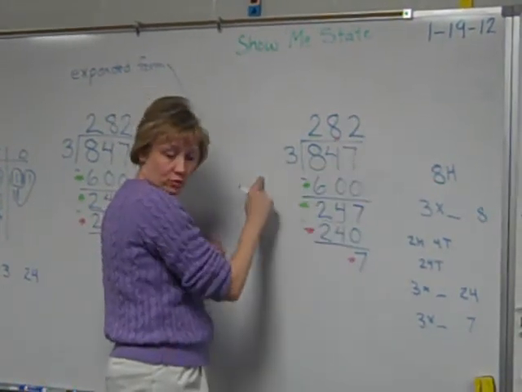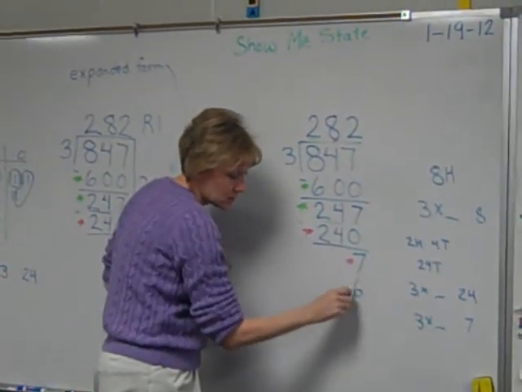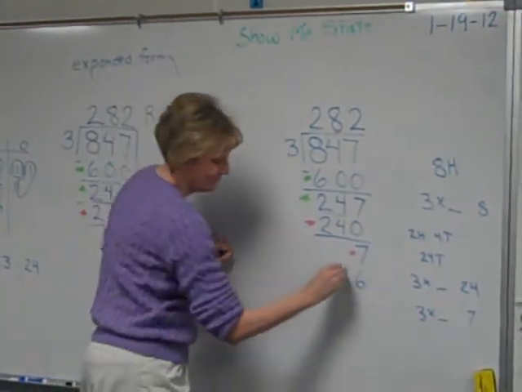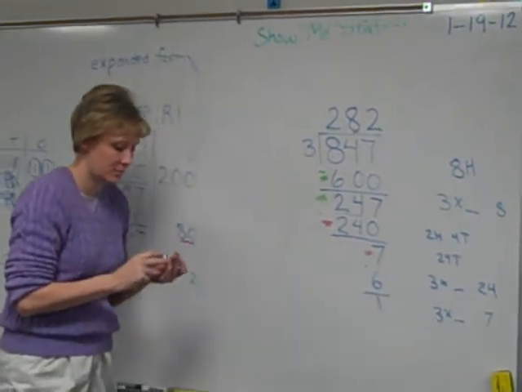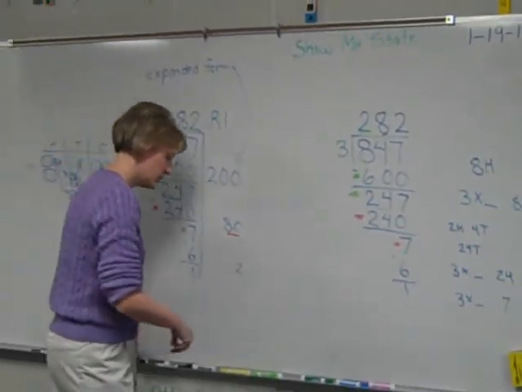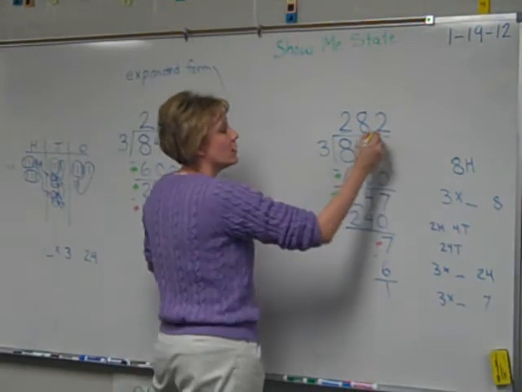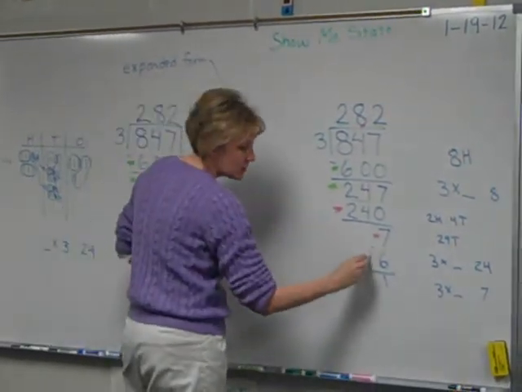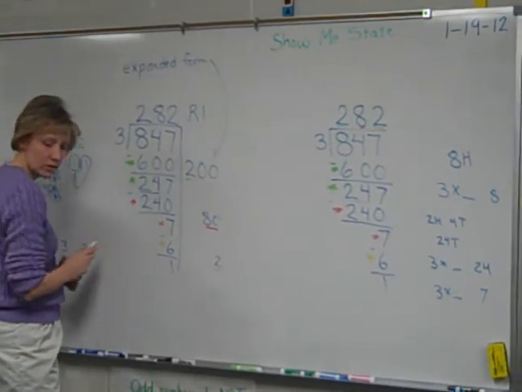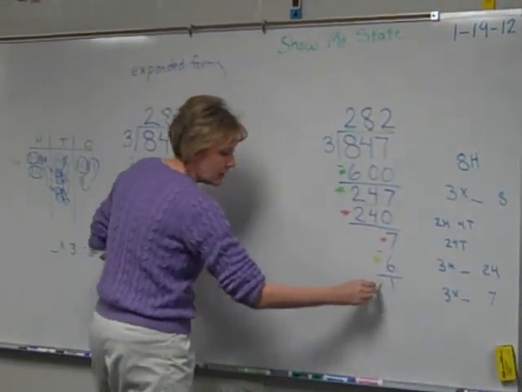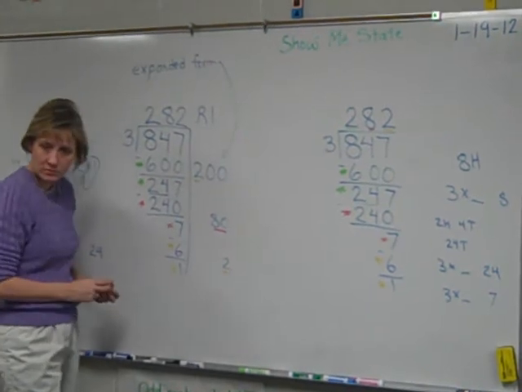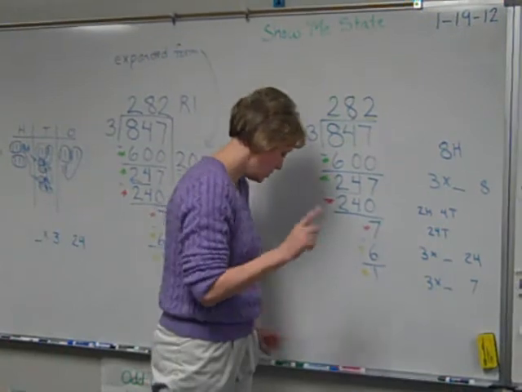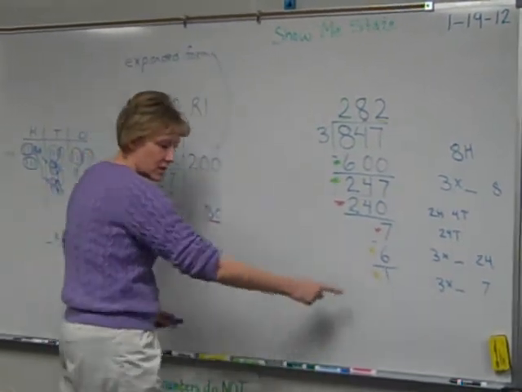3 groups of 2 or 2 groups of 3 is 6. What do I have left? 2. Wait, no, 1. I have 1 left. Let's look at what's similar. Here I put a 2 in the ones place. Here I said 2 ones. Here I put 6 more into groups. Here I had 1 left. Same thing. 1.